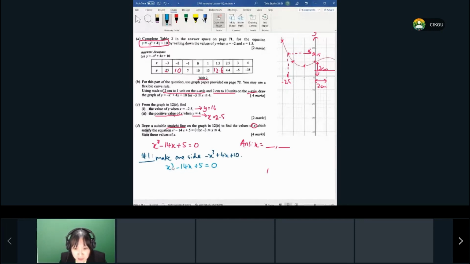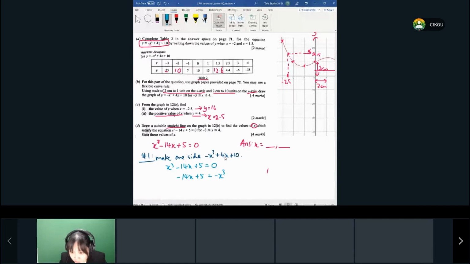Easiest way, I hope you can tell me. Just throw it to the other side of the equation. So like this, negative 14x plus 5 equals to, yes, exactly. Thanks, Vinesh. Totally agree. Move it to the other side. Done. At least I got the first part there already.